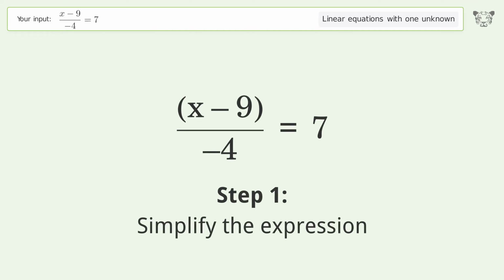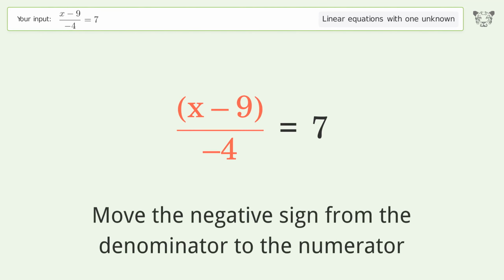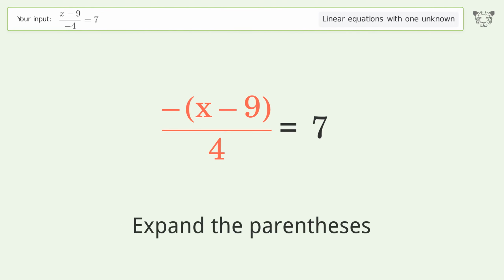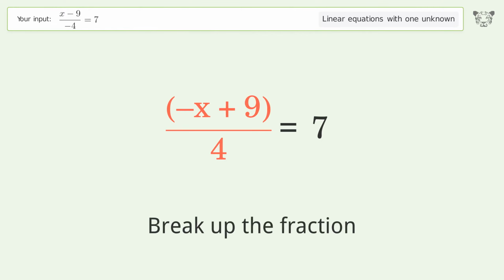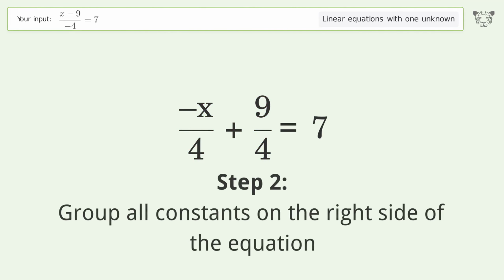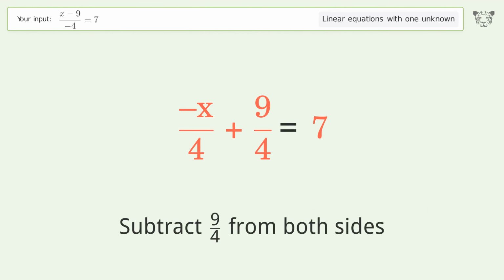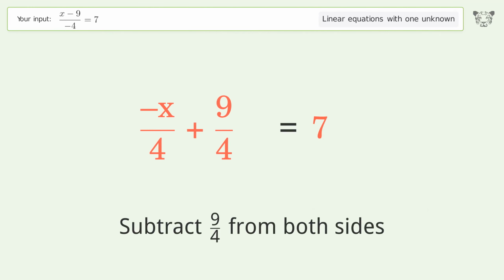Simplify the expression. Move the negative sign from the denominator to the numerator. Expand the parentheses. Break up the fraction. Group all constants on the right side of the equation. Subtract 9/4 from both sides.